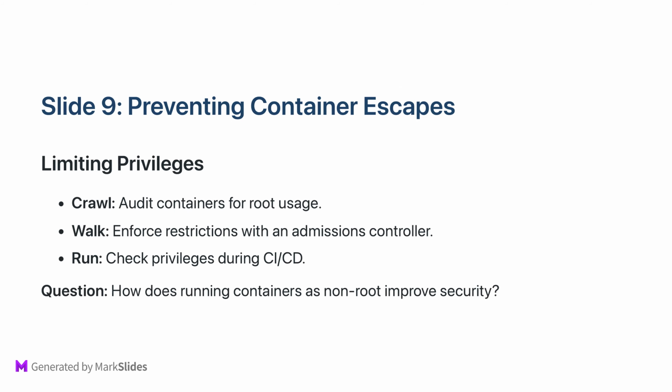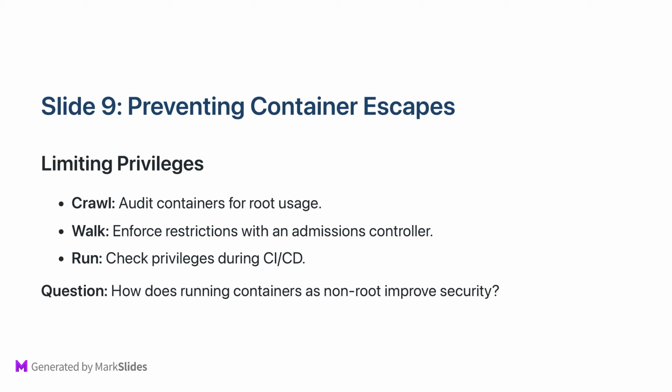Hello everyone, welcome back. In this part of our session, we're focusing on preventing container escapes, specifically how to minimize risks by limiting privileges. On our journey from crawl to run, our first step is to crawl, audit containers for root usage. When we audit our containers, we are essentially checking to see which containers are running as root. Why does this matter? Running as root within a container can be highly risky because if an attacker manages to escape the container, they may gain root access to the host system.